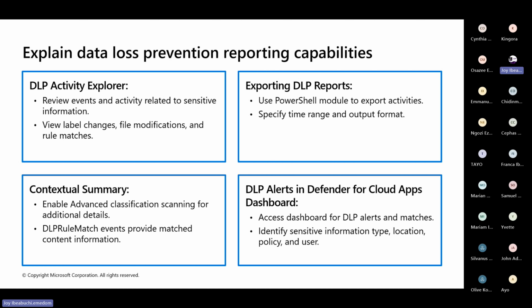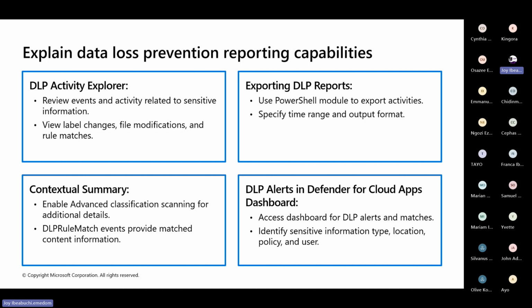Again, key dashboards that give you reporting. You have the Activity Explorer. Again, reminder, it will show you the events, show you how your sensitive information is being used, show you labels that were changed, files that were modified, rules that matched each label. The DLP reports would help you where you can use PowerShell to export reports, and then the advanced classification scanning can help you see where your rules are matching.